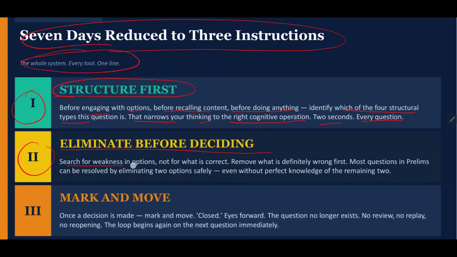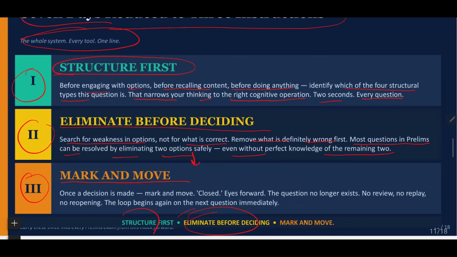Second, eliminate before deciding. Search for weakness in options, not for what is correct. Remove what is definitely wrong first. Most questions in prelims can be resolved by eliminating 2 options safely, even without perfect knowledge of the remaining 2. So the third one is mark and move. Once a decision is made, mark and move. Eyes forward. The question no longer exists. No reviews, no replays, no reopening. The loop begins again on the next question immediately. So: structure first, eliminate before deciding, mark and move.